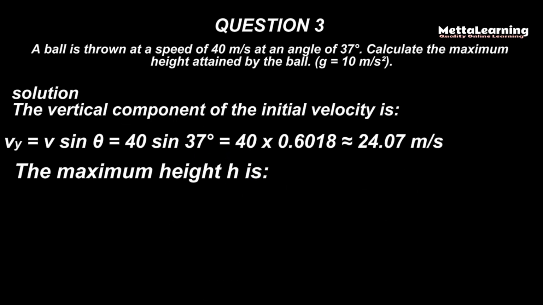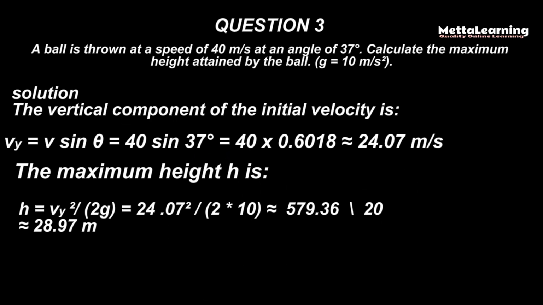So the next thing for us to do is to calculate our maximum height. The maximum height h will be the square of the vertical component, all divided by 2g. So that will be 24.07 squared divided by 2 times 10. 24.07 squared, that's 24.07 times 24.07, is 579.36, all divided by 20. So the final answer is approximately 28.97 meters.